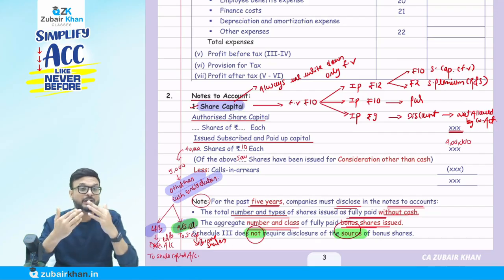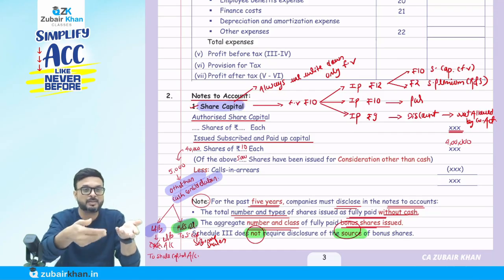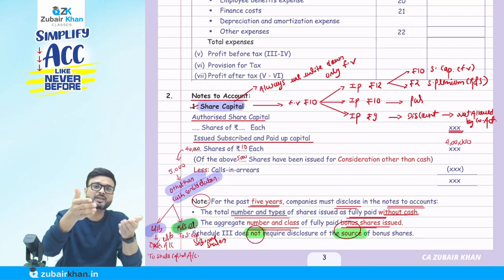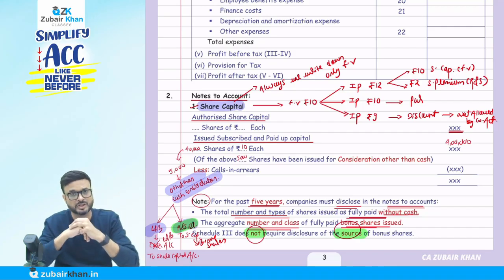Okay. Due but not paid. I told you to pay me the remaining 4 rupees, but you didn't pay me that year. We call them calls in arrears. Now you will say, sir, why do we deduct the calls in arrears here in share capital?